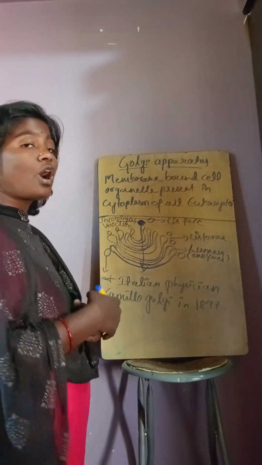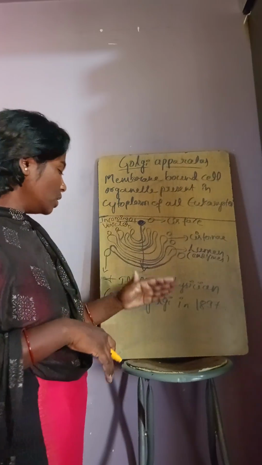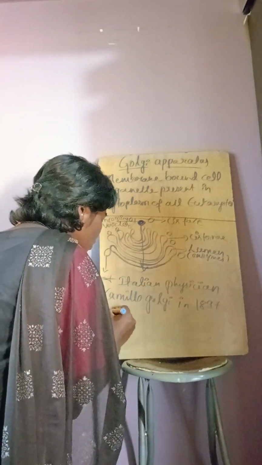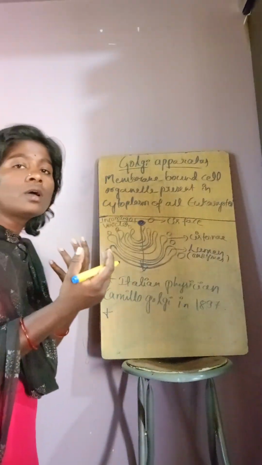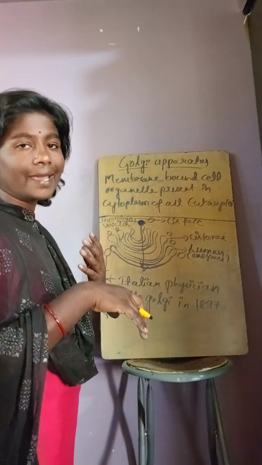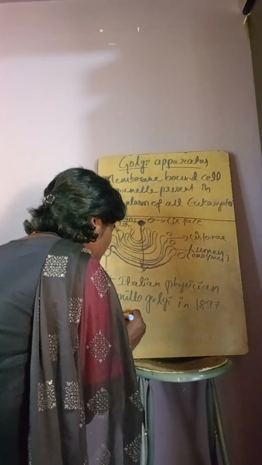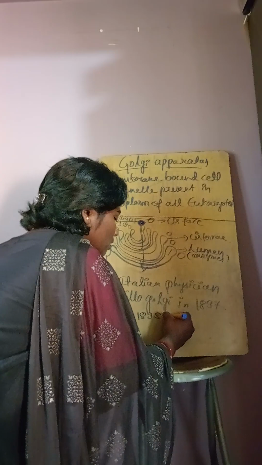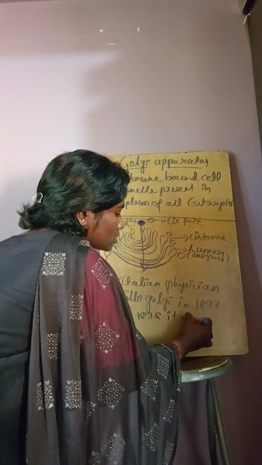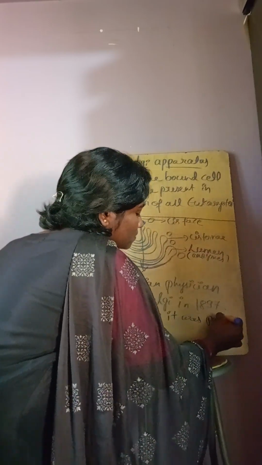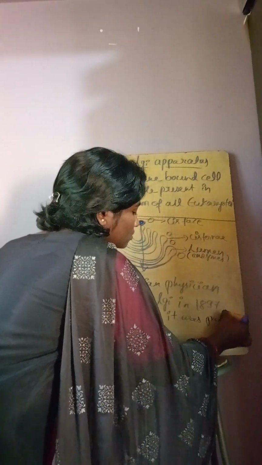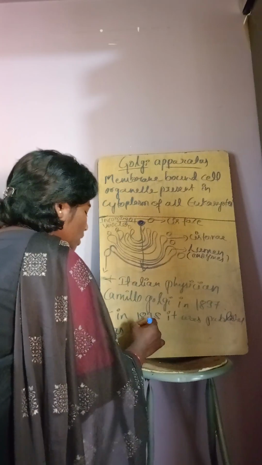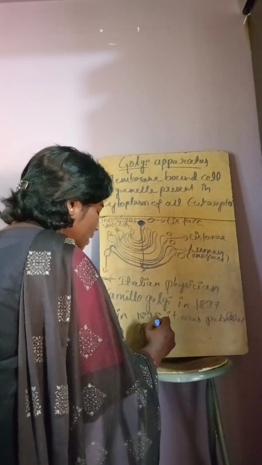After one year, Camillo Golgi published the observed cell organelle as the Golgi complex. In 1898, it was published as the Golgi apparatus or Golgi complex.